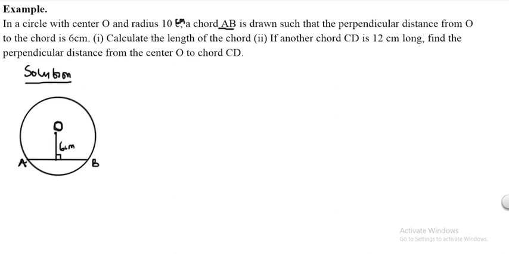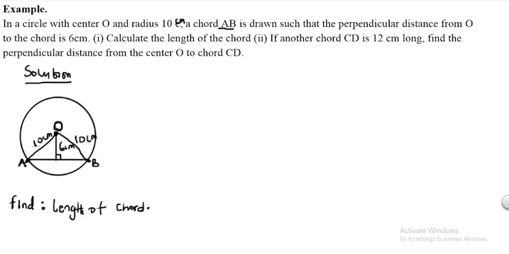We are told to calculate the length of the chord. That means we are told to calculate the total length from A to B here. So let's find the length of the chord. Now, how do we find the length of the chord? We can use the idea of triangles. Remember that the radius of this circle is 10 centimeters. So from here to here is 10 centimeters. From here to any part of the circumference is 10 centimeters. From here to here is still 10 centimeters.